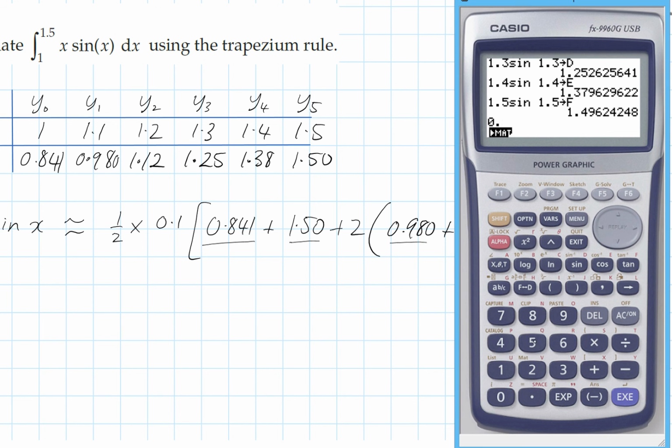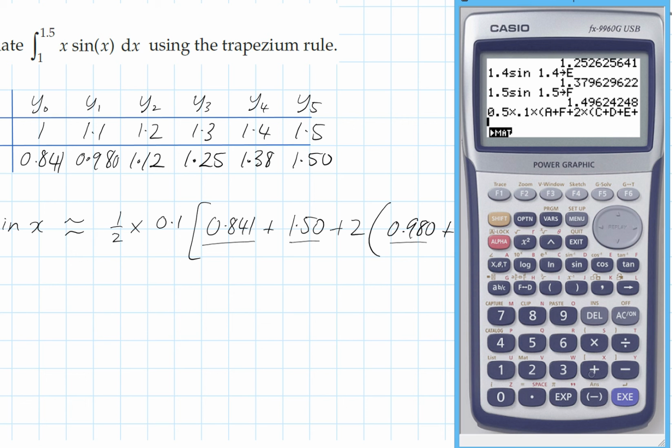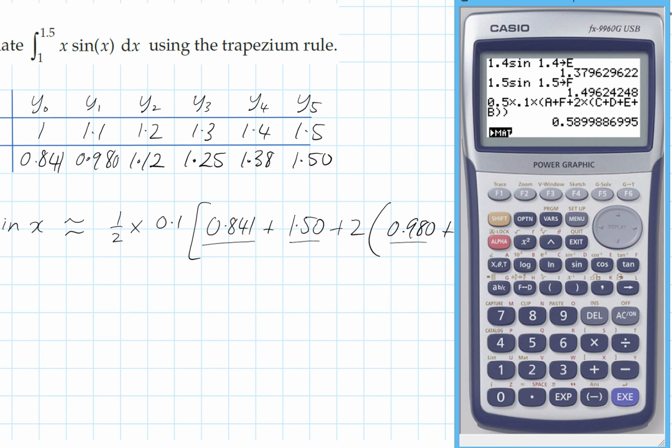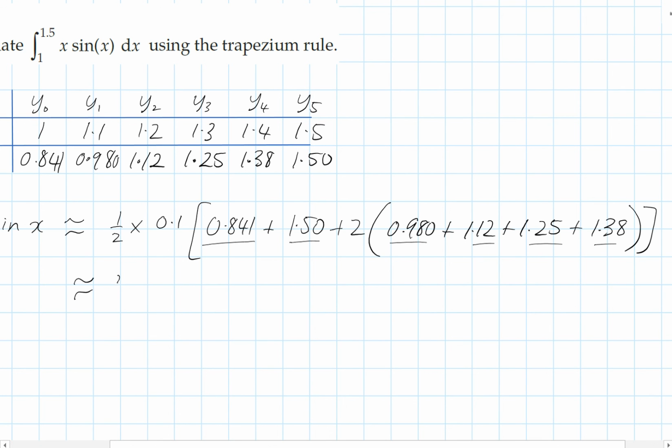So I've got a half times 0.1 times our first value and adding to our last value. That should be our last value. There we go. Plus 2 times all our other values added together. So C plus D plus E, I've missed B, so I'll put B in as well. Okay, and that gives us 0.59 if we round it to 2 dp, so that's approximately equal to 0.59.